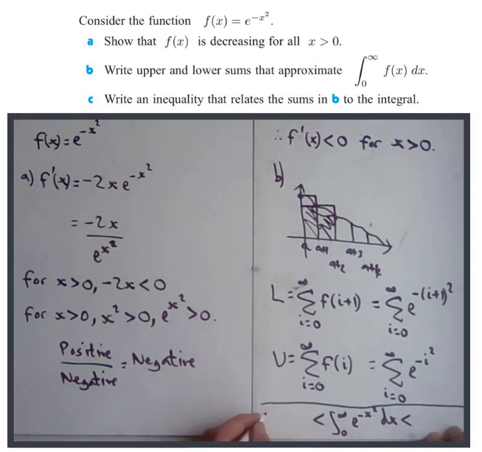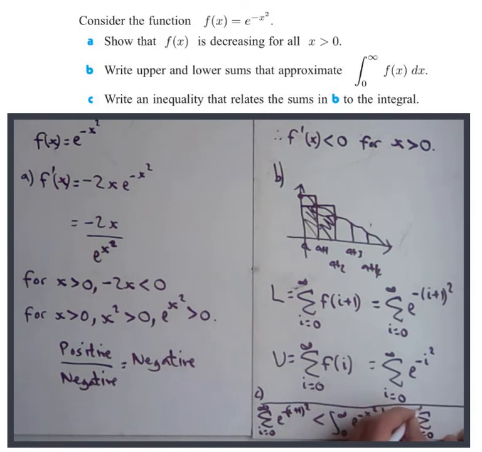So the lower sum was the sum from i equals 0 to infinity, this is part C by the way, of e to the minus i plus 1 squared, and the upper sum is the sum from i equals 0 to infinity of e to the minus i squared. So we know that the true value of the improper integral is definitely less than this and more than this.